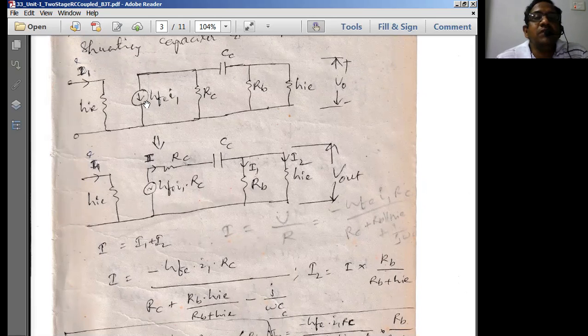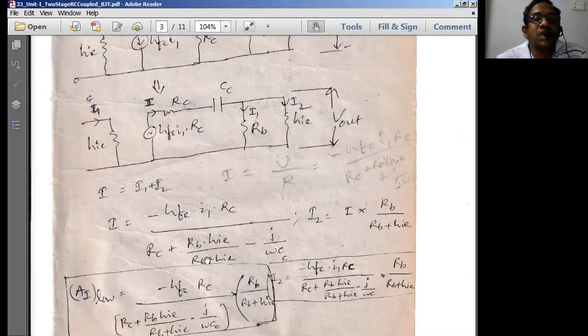See here, we have converted this current source into a voltage source. Current source is represented by an arrow, and voltage source is represented by an AC symbol. So HFE I1 into RC is nothing but the voltage, and RC is the series resistance we have. We have converted this current source into a voltage source.